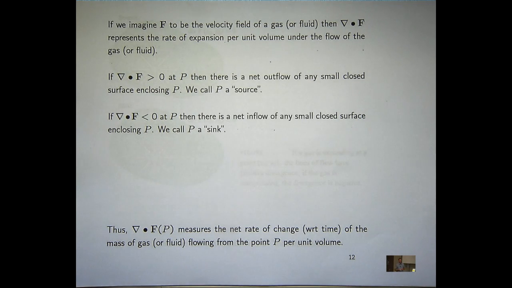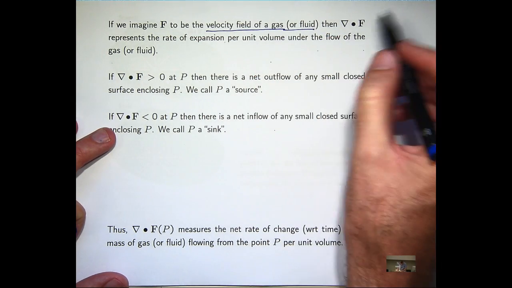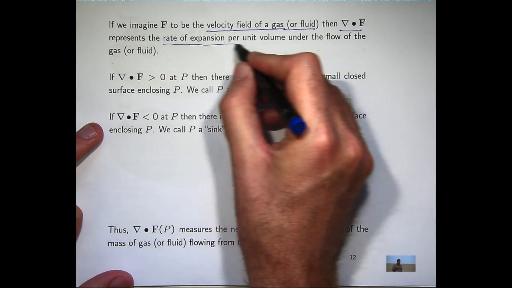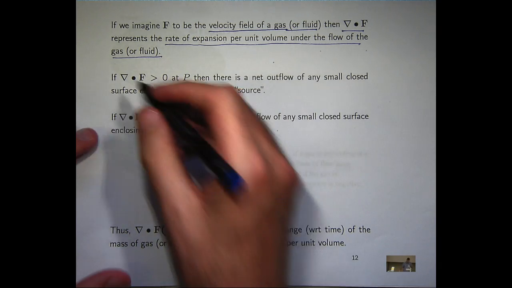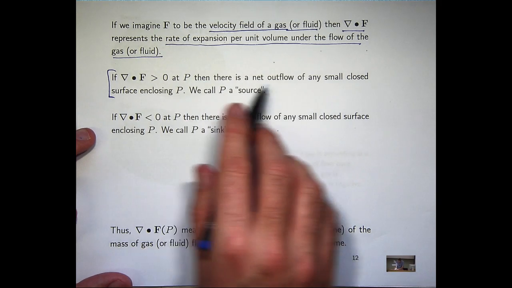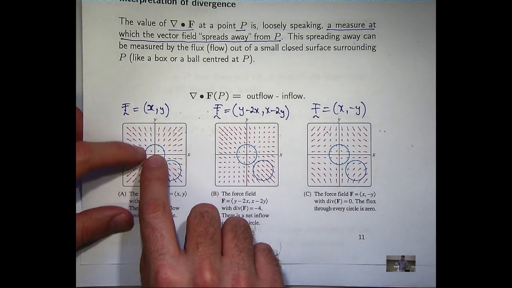Okay, so if we, for example, imagine F to be the velocity field of a gas or fluid, then the divergence represents the rate of expansion per unit volume under the flow of the gas or fluid. And like I said before, if the divergence is positive at some point P, then there's a net outflow over any small closed surface enclosing P. And we call P a source. So in this particular example, say the origin would be a source.